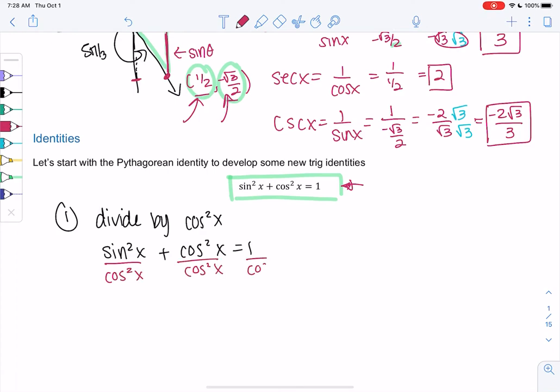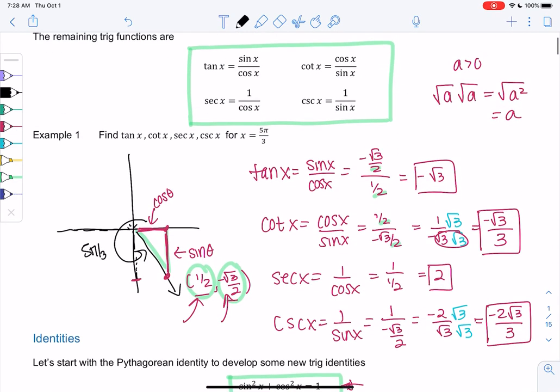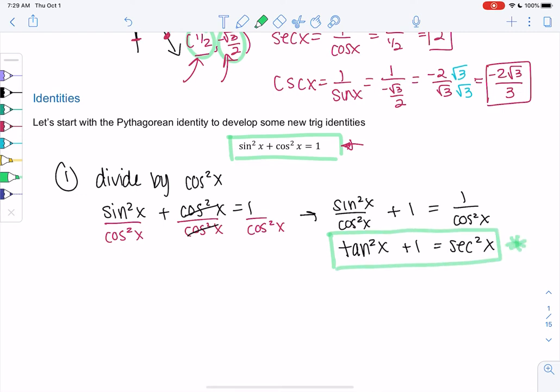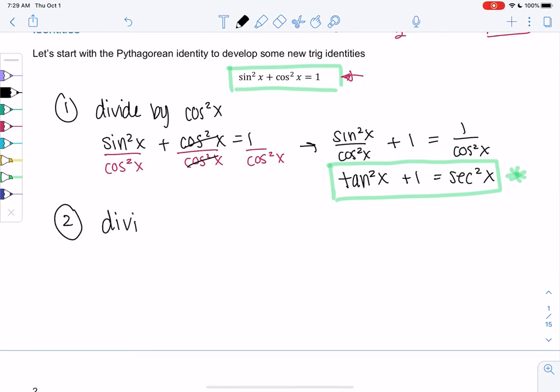So divide everything by cosine squared. That's allowed because I'm doing it everywhere. Which leads to sine squared over cosine squared, plus cosine squared over cosine squared, which is 1, equals 1 over cosine squared. And let's use those identities we just learned. So sine over cosine is tangent, and 1 over cosine is secant. So we would have tangent squared plus 1 equals secant squared. So this is another useful identity. So box it, star it. I think I have it on the next page as well. Just showing you new identities and how they all come from the same place.